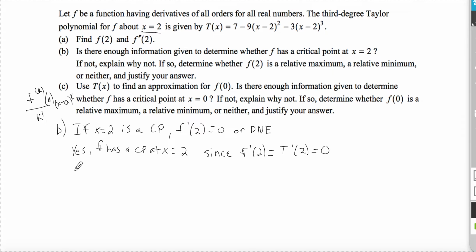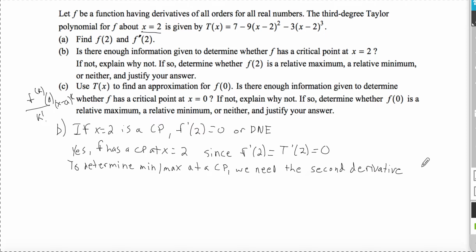Remember, if we know there's a critical point, to determine a min-max at a critical point, we need the second derivative. Because the second derivative will tell us, okay, I know I have a critical point. Is my graph concave down from there? In which case, if it's concave down, my second derivative will be negative, and I'll have a maximum, things like that.